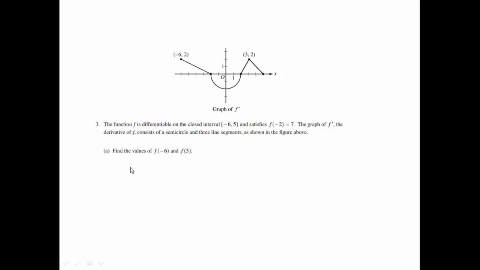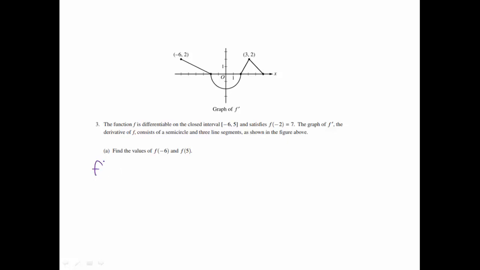Alrighty, number 3. The function f is differentiable on the closed interval -6 to 5 and satisfies f of -2 equals 7. The graph of f prime, the derivative of f, consists of a semicircle and 3 line segments as shown in the figure above. Part A asks us to find the value of f of -6 and f of 5.